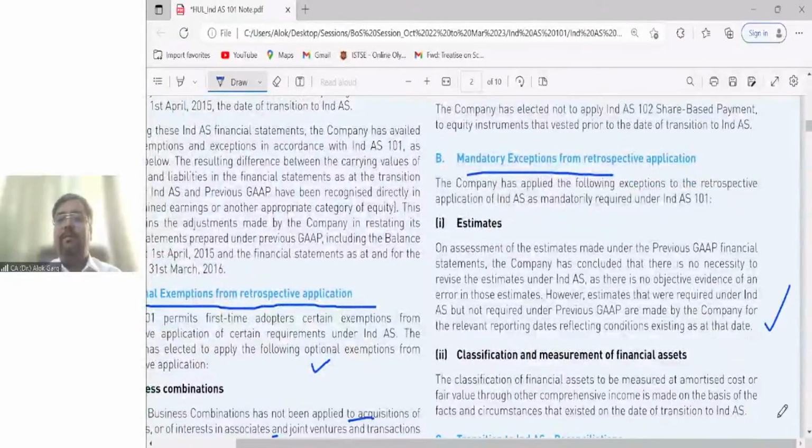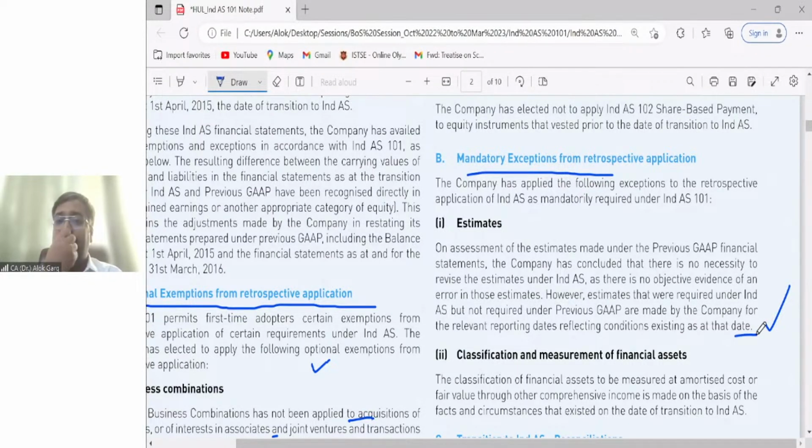Please read this estimate part. On assessment of the estimates made under previous GAAP financial statements, the company has concluded that there is no necessity to revise the estimate under Ind AS, as there is no objective evidence of an error in those estimates. However, estimates that were required under Ind AS but not required under previous GAAP are made by the company for the relevant reporting dates reflecting conditions existing on that date.